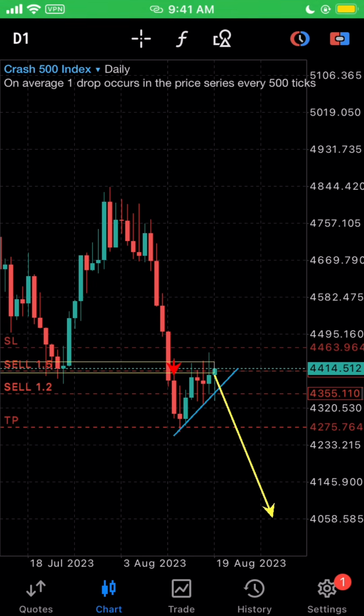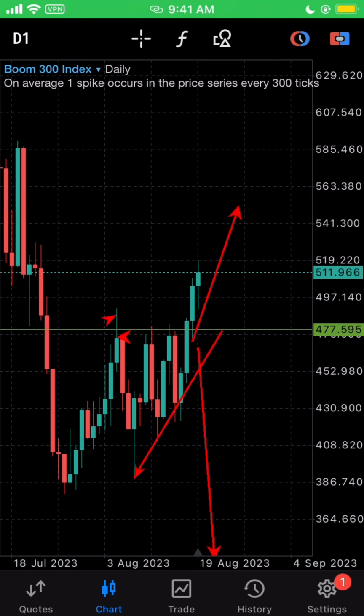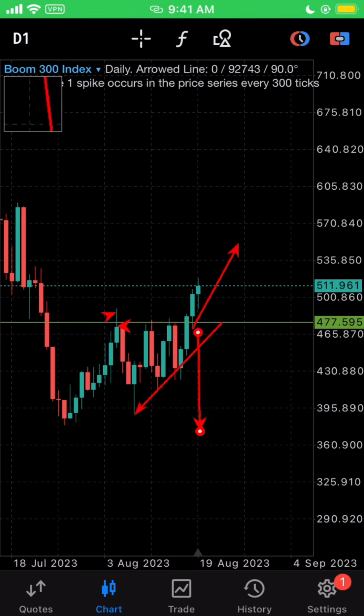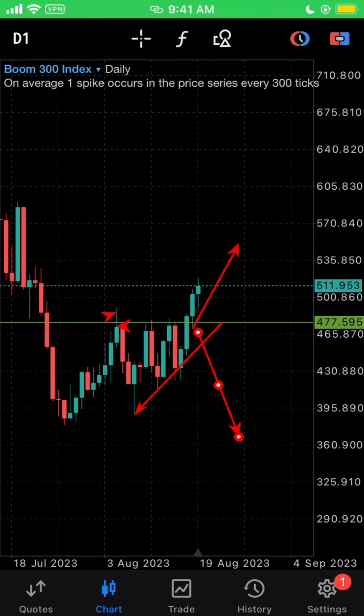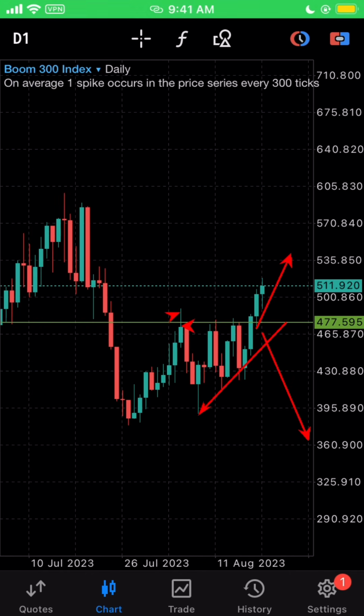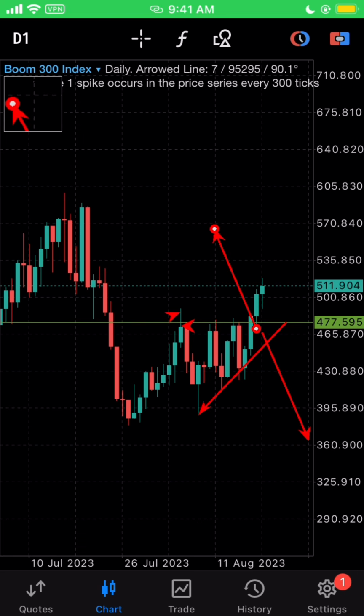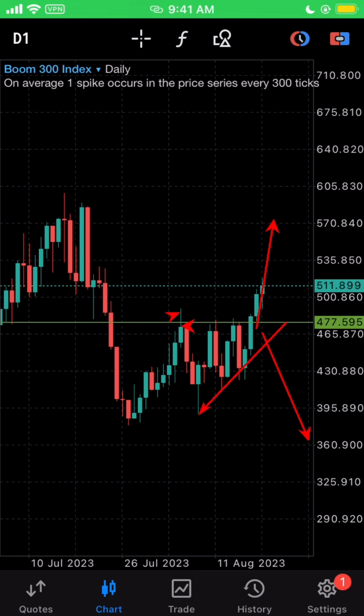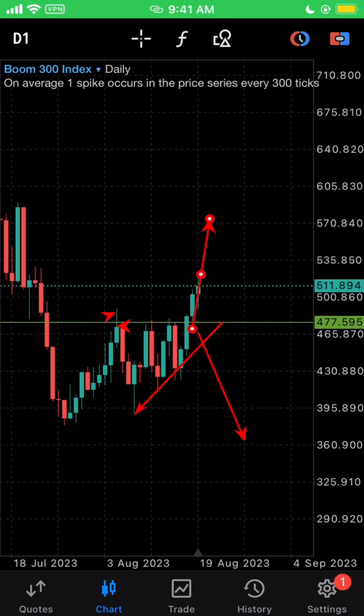That is it for today. I guess there is nothing new. Maybe Boom 300. Yeah, Boom 300, I told you last time, there is a triangle over here. If price breaks below the triangle, it will fall. If it breaks above the triangle, it will push up. As I said, it is pushing up. I'm not taking any trade right now. Maybe I'll take a trade when price reaches this area. I might sell over there, but for now I'm not taking any trade.